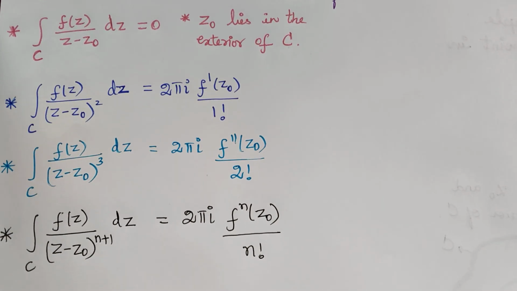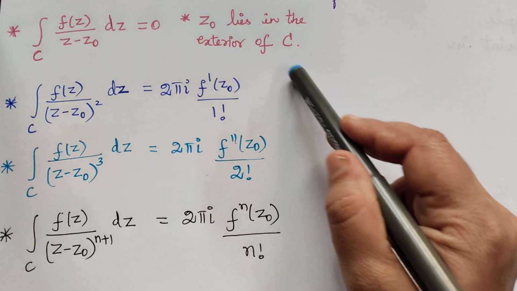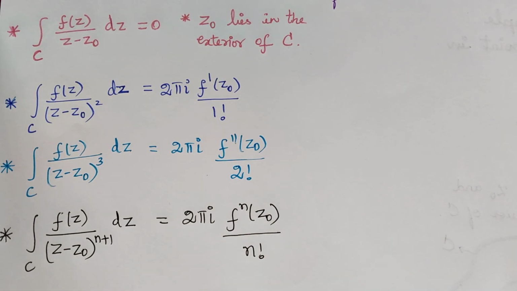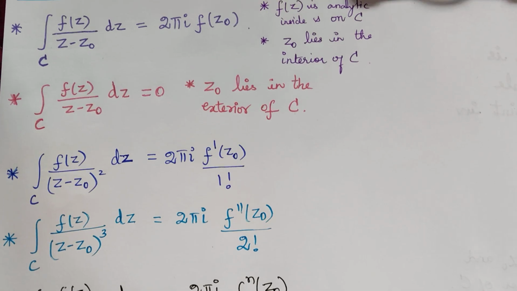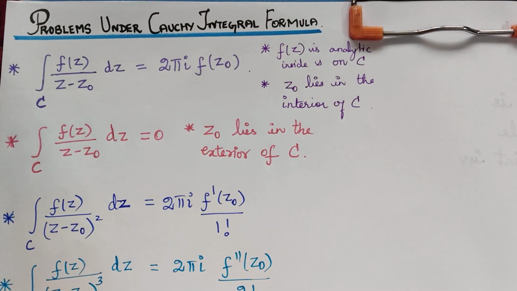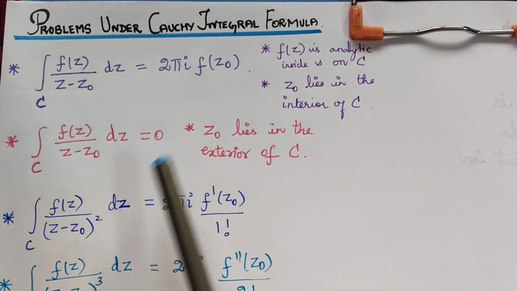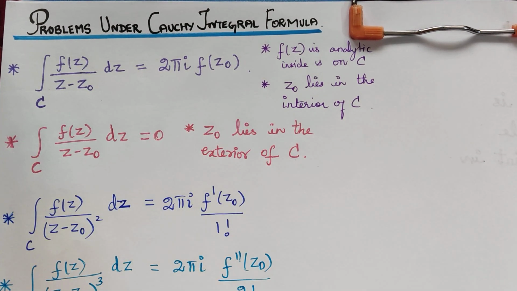In general, if the power is n plus 1, then it will be 2 pi i multiplied with f n of z naught, which means the nth derivative, divided by n factorial. So this is a generalized formula. These formulas also will be applicable in solving problems under Cauchy integral formula. First we shall solve problems by using the basic formula.